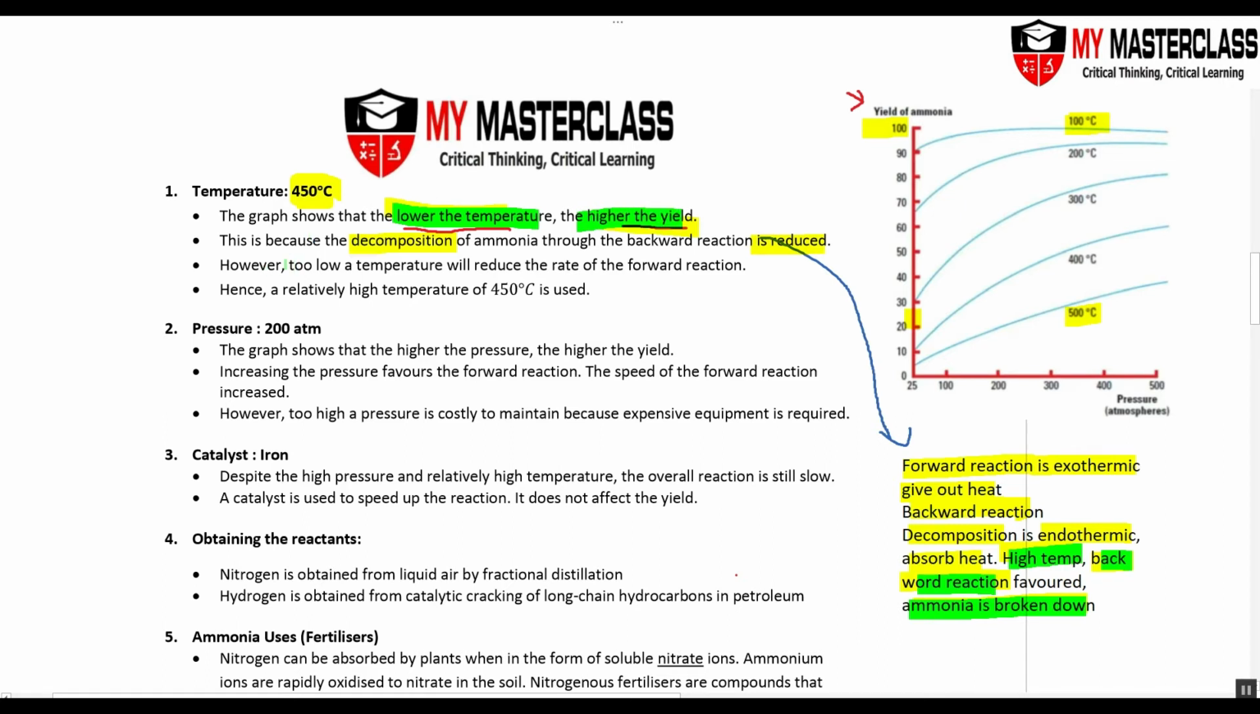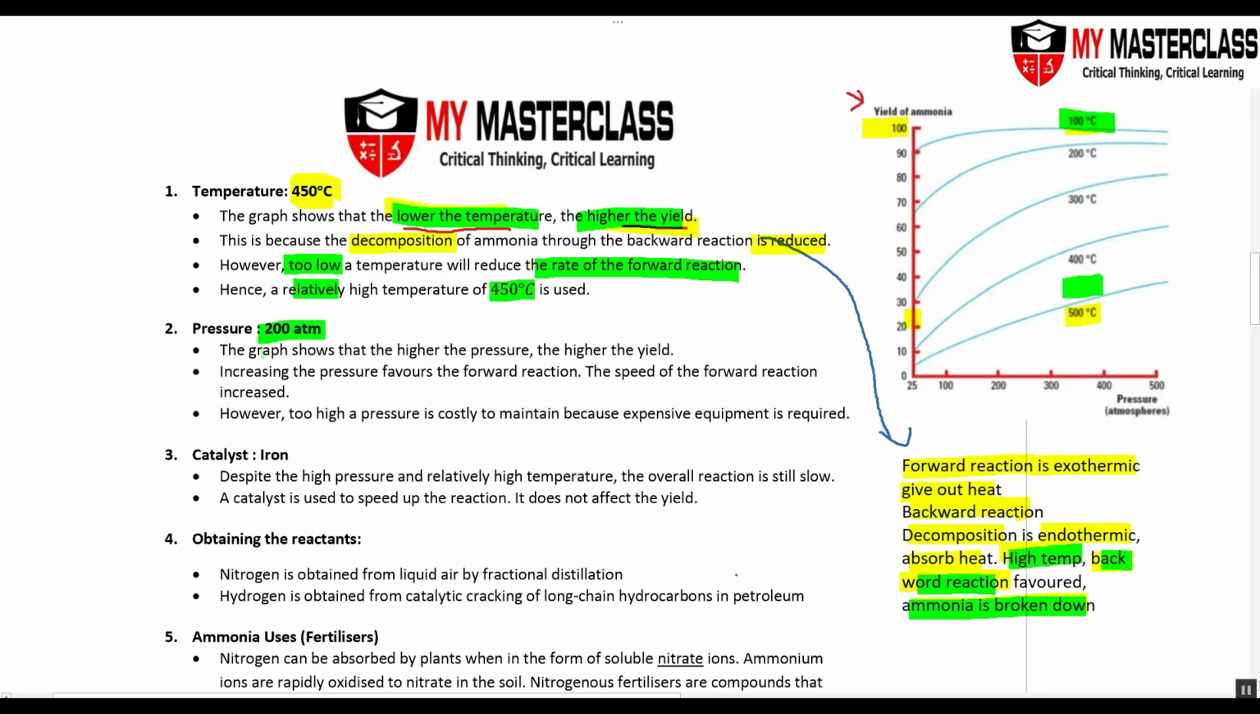Okay, however, if the temperature is too low, it will reduce the rate of your forward reaction. So it means if I choose 100 degrees Celsius, yes, maybe it will give me 100% ammonia, but it may take maybe 20 days, which is too long to produce this 100% ammonia. So instead of choosing 100 degrees Celsius, we choose a relatively high temperature to increase the rate of reaction, 450 degrees Celsius. Okay, so 450 degrees Celsius will be somewhere here. Okay, and then pressure, the pressure that we choose is 200 atm.